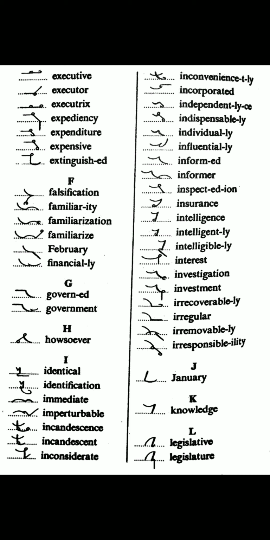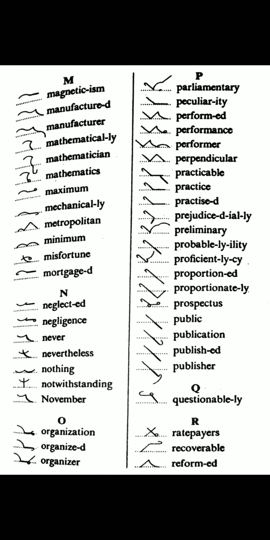N stroke J on the line for knowledge. L upward L on the line J with V hook on the line for legislative. L upward J and T with R hook is used here for legislature. M stroke G stroke above the line for magnetism. M stroke N stroke F stroke on the line for manufacture, manufactured.